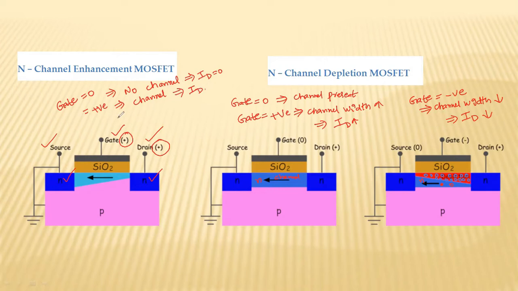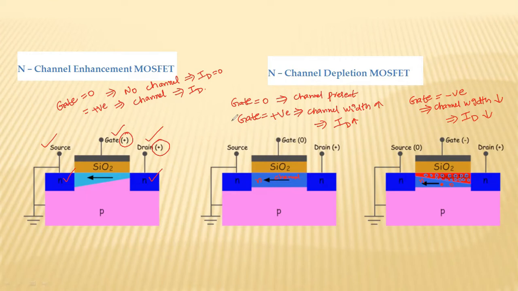If you go on increasing the positive voltage, for depletion mode MOSFET, it actually operates in two modes. Depletion mode and also enhancement mode operation is obtained by using the depletion mode MOSFET. Whenever the applied voltage is 0, the channel is present. And when the applied voltage is positive, the channel width increases so that the current increases in the MOSFET, which acts as the enhancement mode.